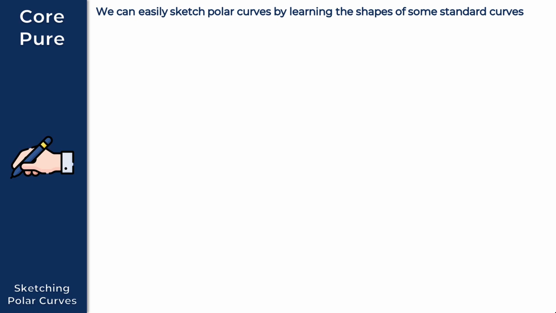In this video, we're going to take a look at sketching polar curves. We can easily sketch polar curves by learning the shapes of some standard curves. Starting off, we have r equals a. r equals a is a circle with center O, so it's centered at the origin, and it has a radius of a.